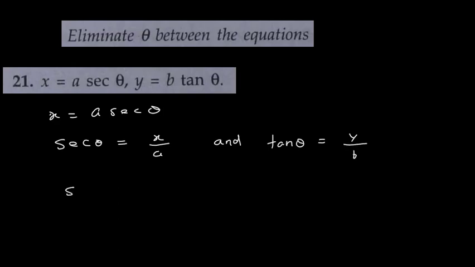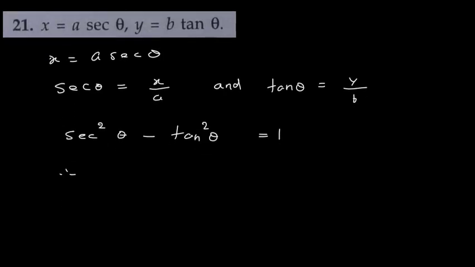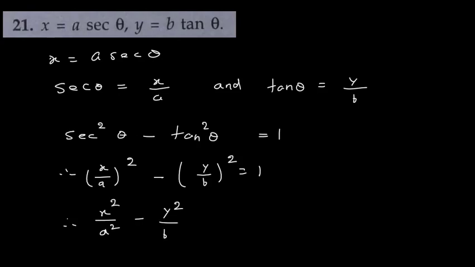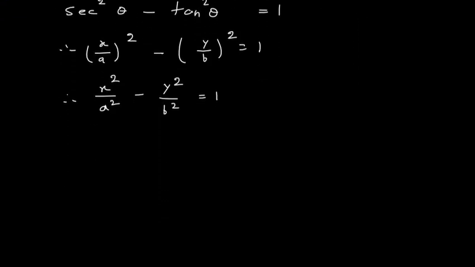Now I know that sec square theta minus tan square theta is equal to 1. So therefore in place of sec I have x upon a the whole square minus y upon b the whole square is equal to 1. So this will give me x square upon a square minus y square upon b square, and here I will get 1. So now you see I got one equation, x square upon a square minus y square upon b square equal to 1, and there is no theta term involved here, right? Okay.